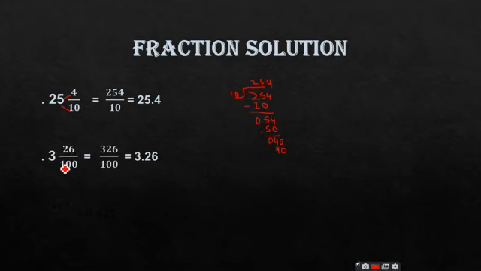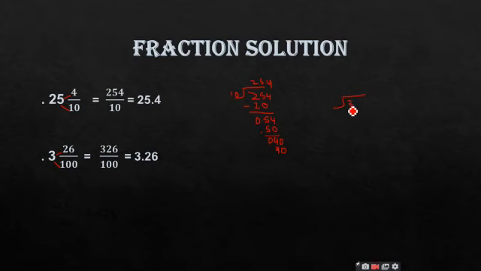Now the second one is 3 whole number 26 upon 100, and when we convert it into an improper fraction, we first multiply 100 by 3, then we add 26 to 300, so we get 326 upon 100. And when we divide, we get 3.26. So let's check how we got 3.26.